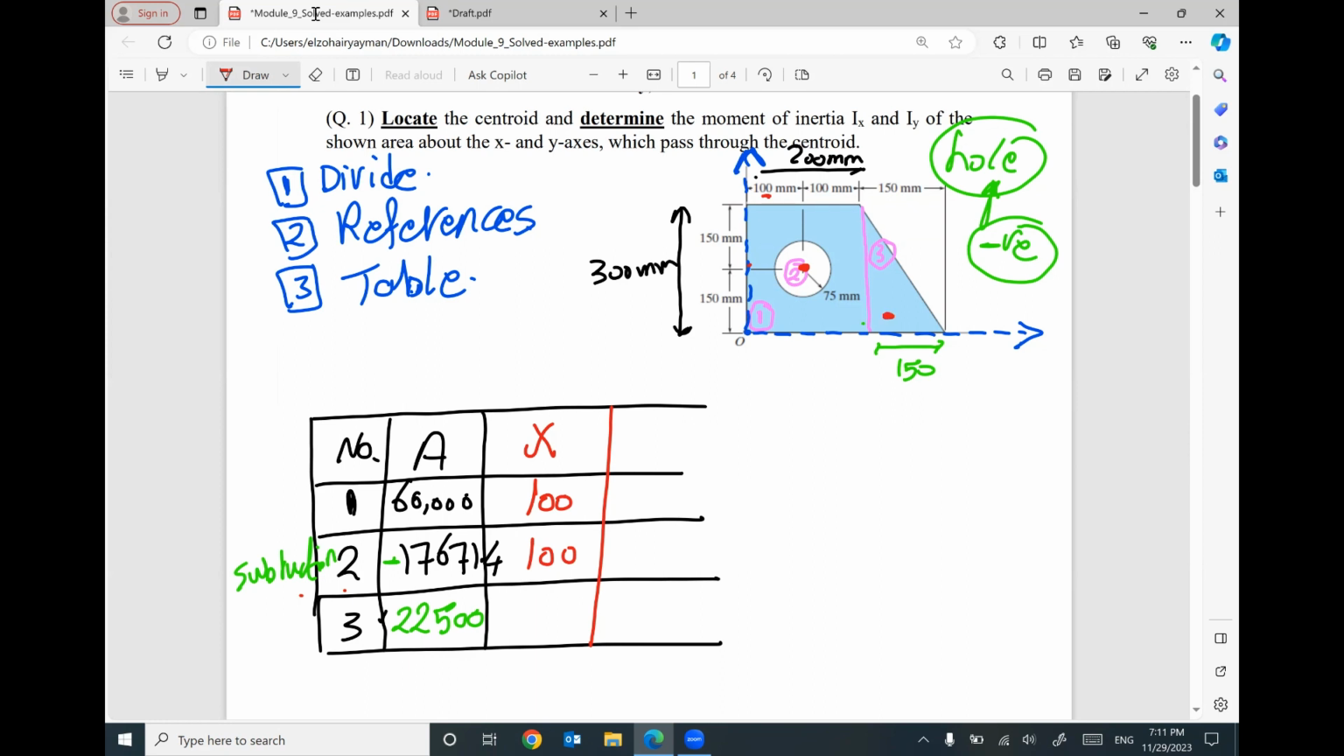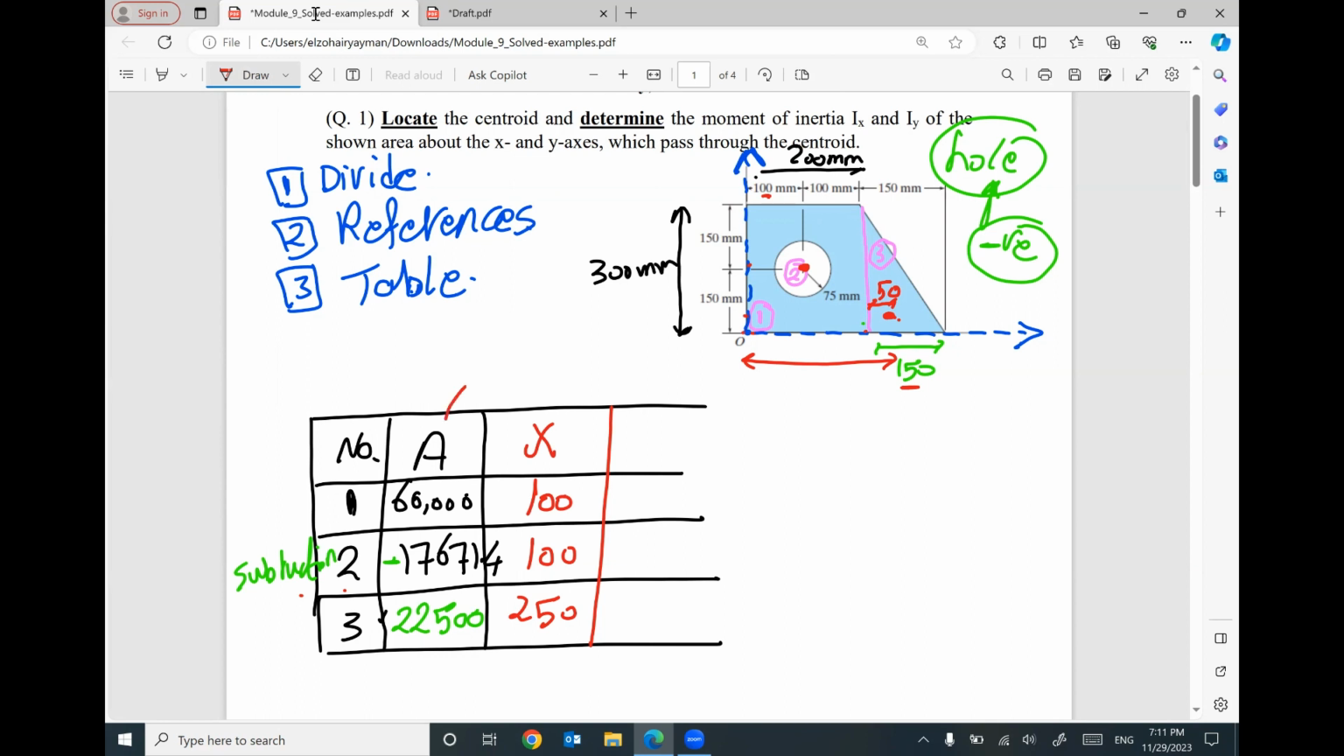Part number 3 has this centroid. So the horizontal distance between the centroid of part number 3 and your vertical reference, this distance, will be 250. Do you know why? Because this little horizontal distance will be 1/3 of 150, so it will be 50. Then I will add 200. So the total horizontal distance will be 250.